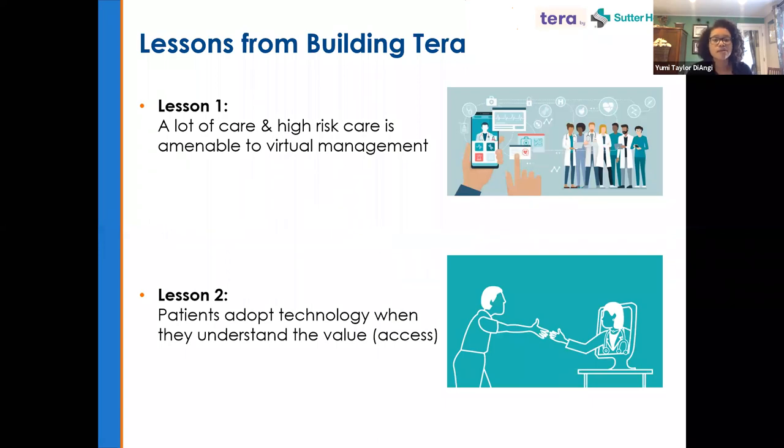So lesson number two, technology adoption. We've found that patients will adopt technology when they understand the value. It is hard to endorse a piece of technology, whether it's a blood pressure cuff or video visits, if they don't understand what the value proposition is for them. But oftentimes when there's an acute issue that needs to be addressed, that's a great time to go through the steps to get them onboarded to do the video visit. And so, one thing we've learned is that you do need to build in extra time to support patients to get onto technology.